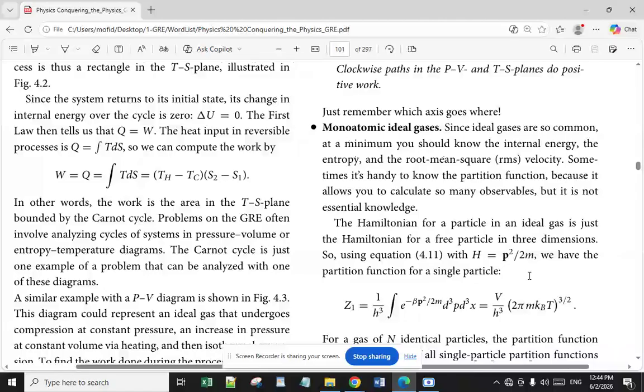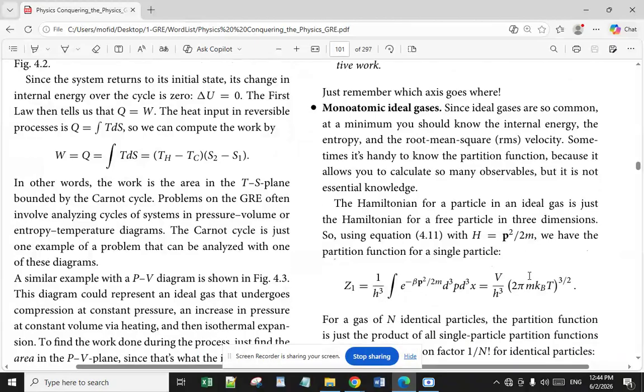Monatomic ideal gases. Since the ideal gases are so common, at a minimum you should know the internal energy, the entropy, and the root mean square velocity. Sometimes it's handy to know the partition function because it allows you to calculate so many observables, but it is not essential knowledge.